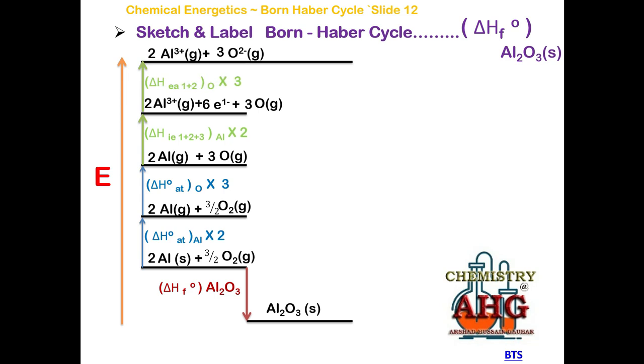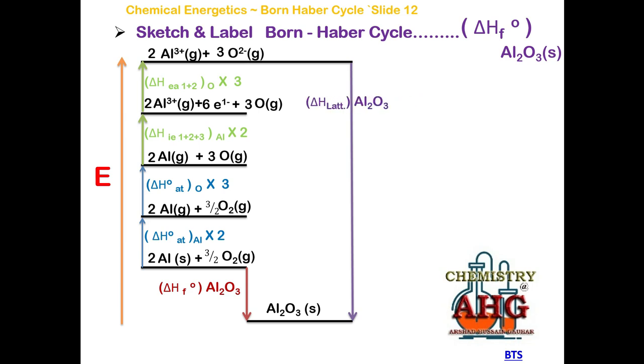Now the last step. Atomization has been completed, ionization has been completed. The last step of the indirect path for the formation of an ionic compound is the formation of the ionic lattice. So ions will combine together, bond formation will take place. That is why energy will decrease. The arrow will go downward since this is exothermic. And what is this enthalpy change known as? This enthalpy change is known as lattice enthalpy.